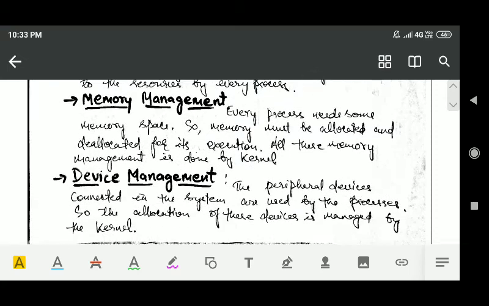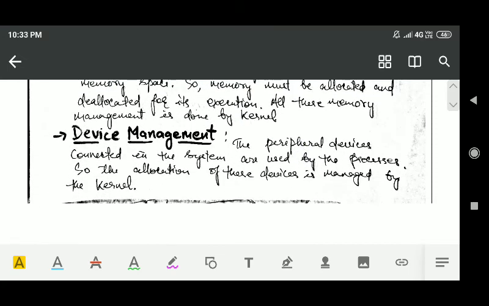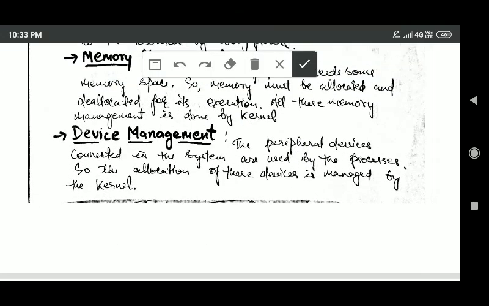Now let us see the next functionality of kernel. It is device management. The peripheral devices connected in the system are used by the processes. So the allocation of these devices is managed by the kernel.